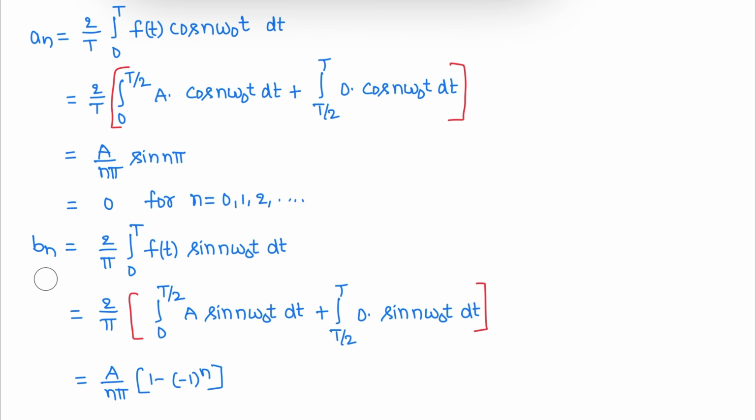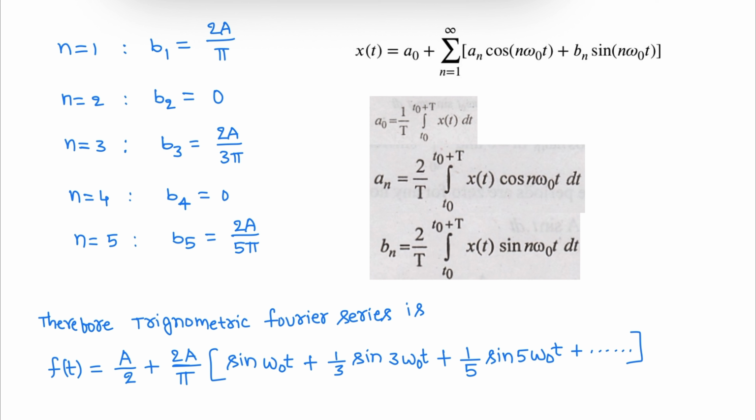b n coefficient is 2 by T integral 0 to T f of t sin n omega naught t dt. Again f of t is from 0 to T by 2, its magnitude is A. From T by 2 to T, its magnitude is 0. So on calculation, we will get A by n pi times 1 minus minus 1 power n. If n is 1, b1 is 2A by pi. For n equals 2, b2 is 0. For n equals 3, b3 is 2A by 3 pi. For n equals 4, it is 0. For n equals 5, b5 is equal to 2A by 5 pi.